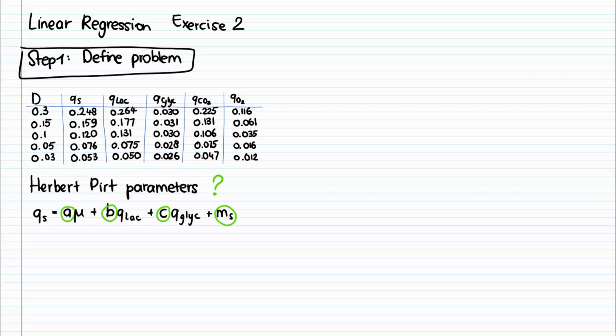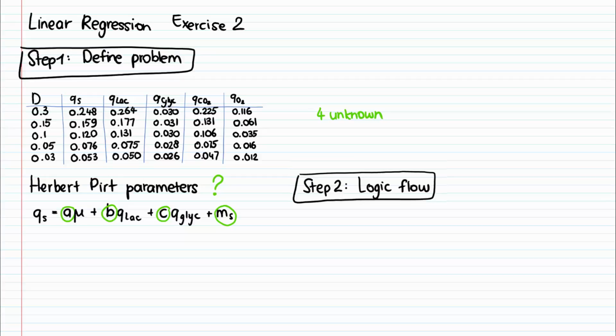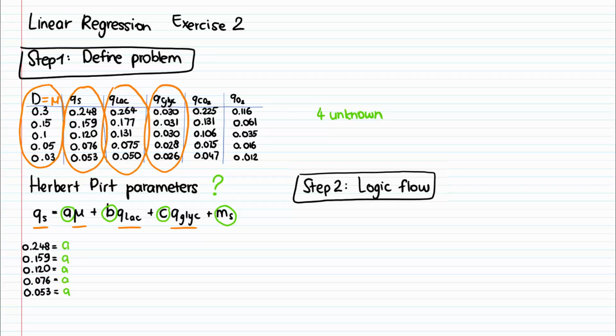Thus we have 4 unknowns. The biomass-specific rates have been determined for 5 different dilution rates. We can fill in these datasets in the Herbert Pirt relation to obtain 5 equations. Remember that the growth rate is equal to the dilution rate in a chemostat. So we can fill in the growth rate and the biomass-specific substrate, lactic acid and glycerol rates in the Herbert Pirt relation. We do not use the biomass-specific carbon dioxide and oxygen rates. Let's write it out.